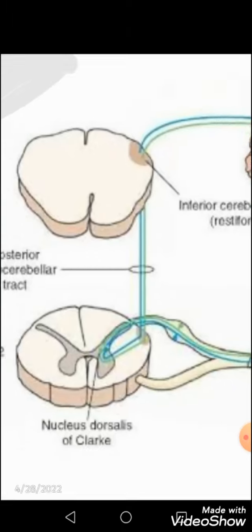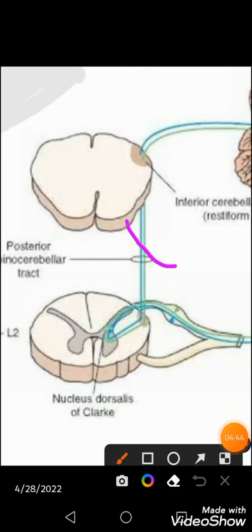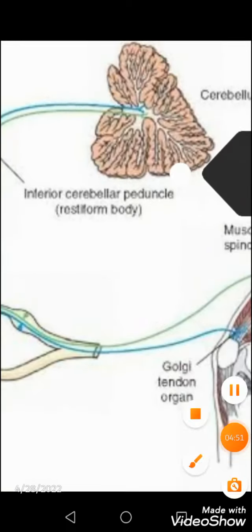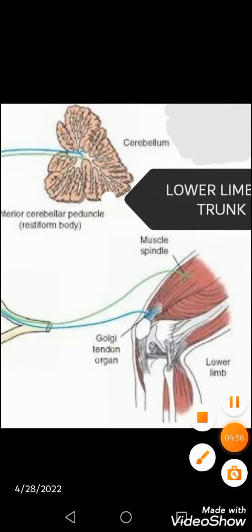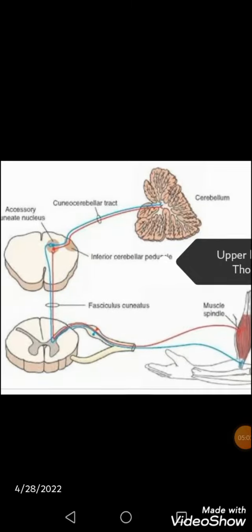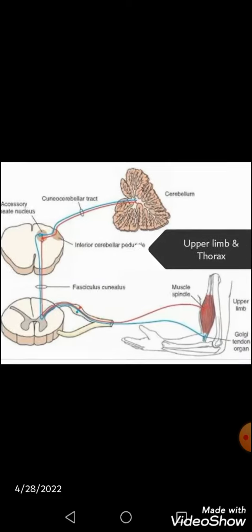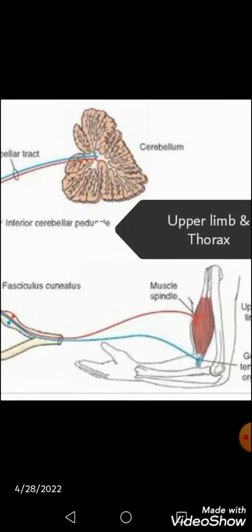And now you can see they ascend finally through the inferior cerebellar peduncle, and then they will join your cerebellum, right? They are taking information from your lower limb and the trunk. Now you can see that there is another type, the cuneo-cerebellar tract, which gathers information from your upper limb and the thorax, and again the receptors are the muscle spindles, joint receptors, etc.